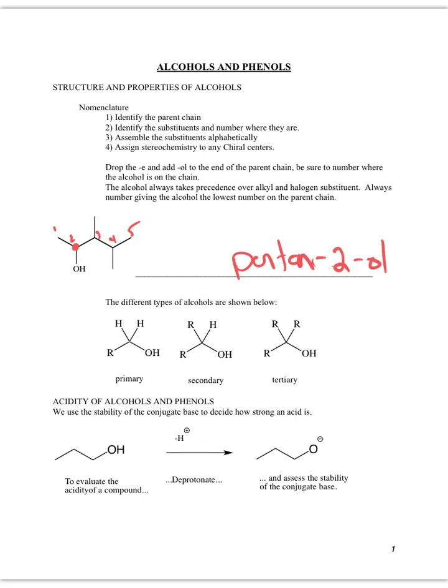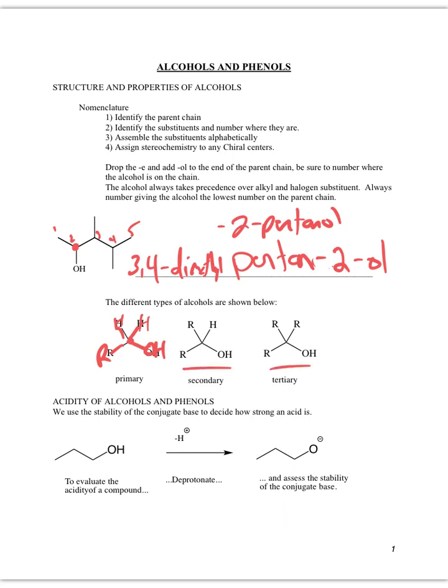And then from that, we need to also put in, we have a 3,4-dimethylpentan-2-ol or 2-pentanol, whichever way you want to write it. Okay. Then we have a primary alcohol, which every alcohol has an OH off of a carbon. So a primary one has 2 hydrogens and 1 R group. A secondary has 2 R groups, and a tertiary has 3 R groups, because they all have to have that OH on them.